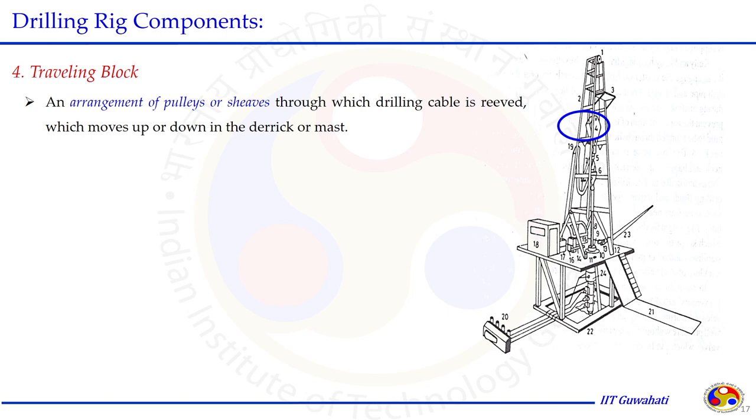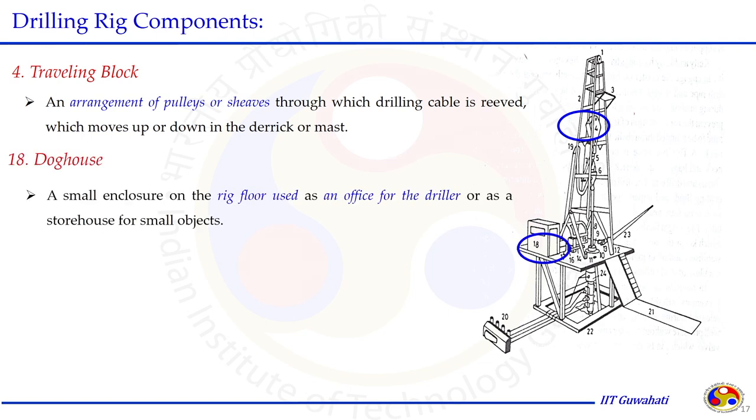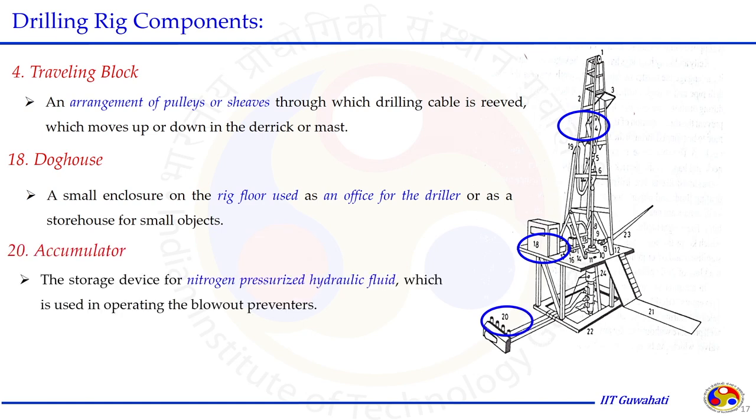Drilling rig components also include the traveling block, an arrangement of pulleys or sheaves through which the drilling cable is reeved, which moves up or down in the derrick or mast. Doghouse is a small enclosure on the rig floor used as an office for the driller or as a storehouse for small objects. Accumulator is an arrangement within the drilling rig system to store the nitrogen pressurized hydraulic fluid that is used in the rotary system, and is also used to prevent blowouts happening in the system.